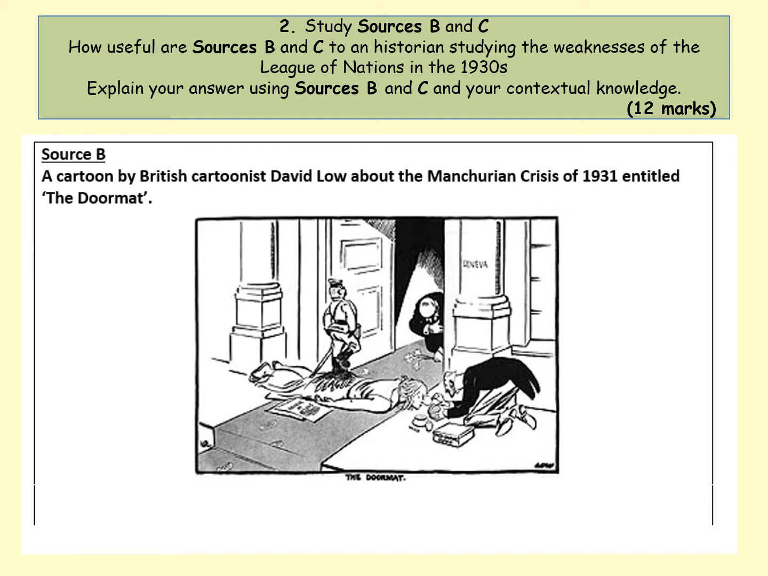You then also need to think about the provenance of the source. Provenance means where does the source come from? So it's this bit here at the top, which I sometimes call the blurb. So who wrote it, when it was written, and maybe why it was written as well.